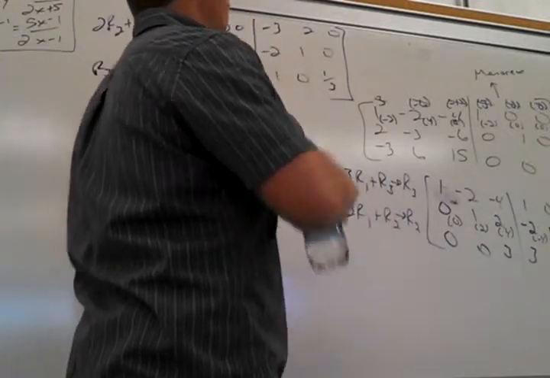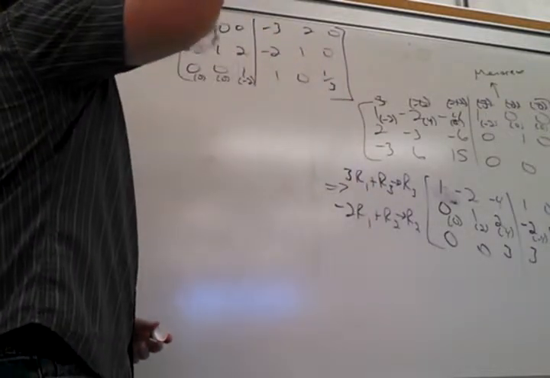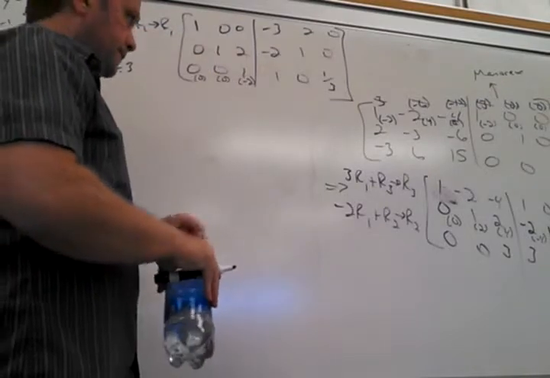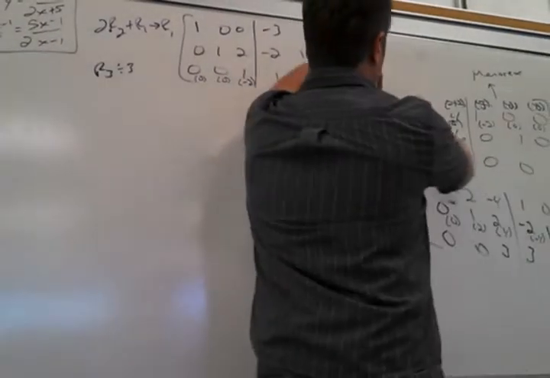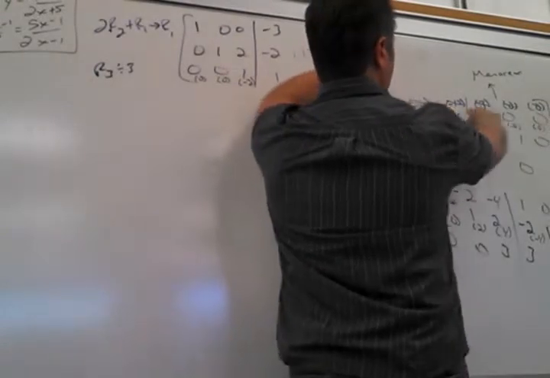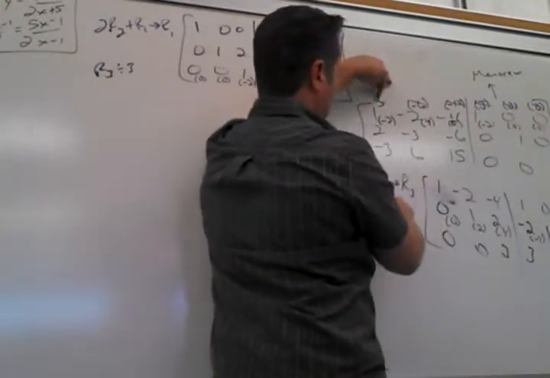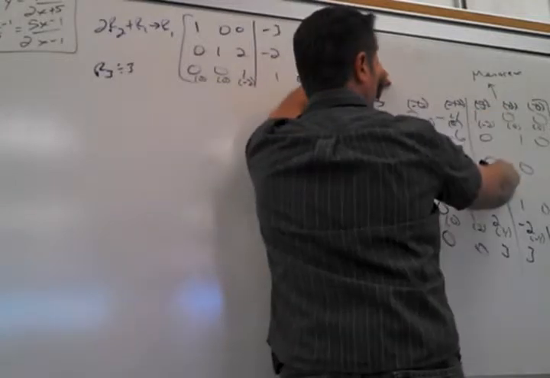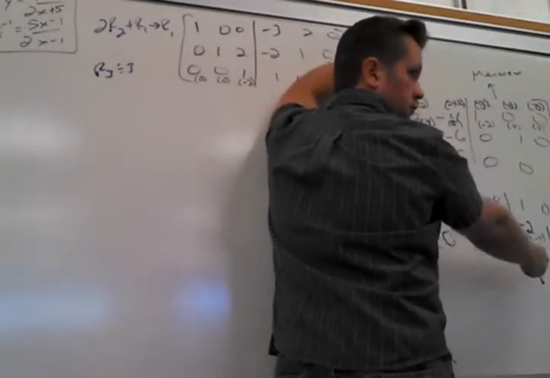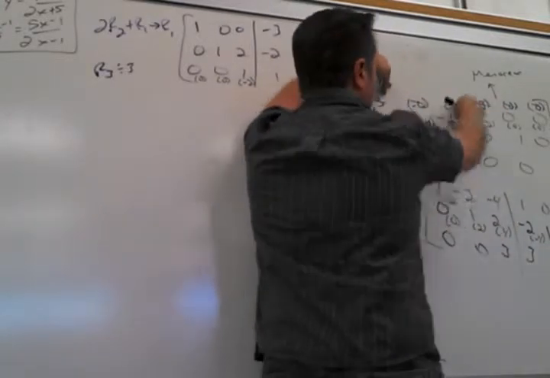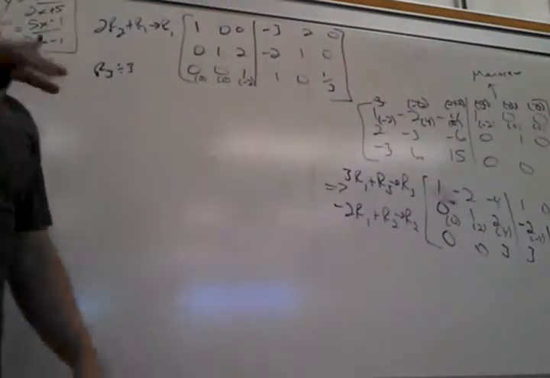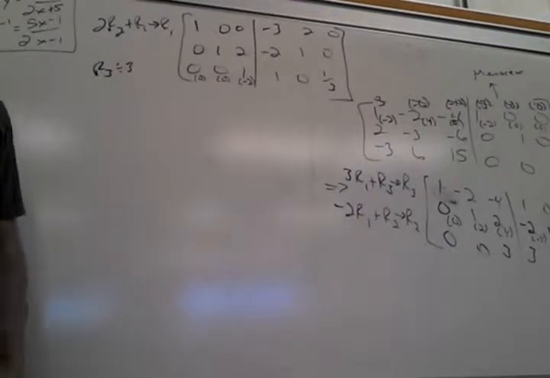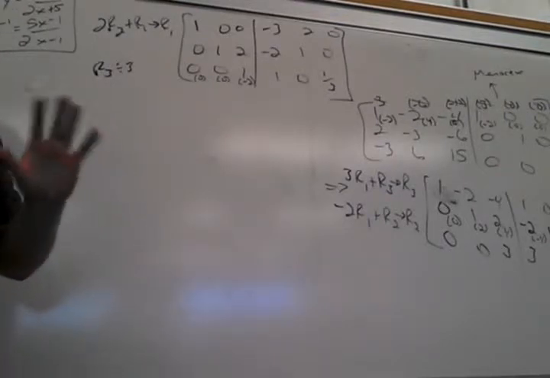Okay, so 3 times row 1. How does that go with the 1, 0, 0 portion? Right here, 3 times 1 is 3, 3 times negative 2, and so on all the way across. And then when I add it to row 3, what's 3 plus 0? 3. So every time I add these, I add these, all the way across. So it's nothing new. I'm just using it for a different purpose. This process is the same process as before.